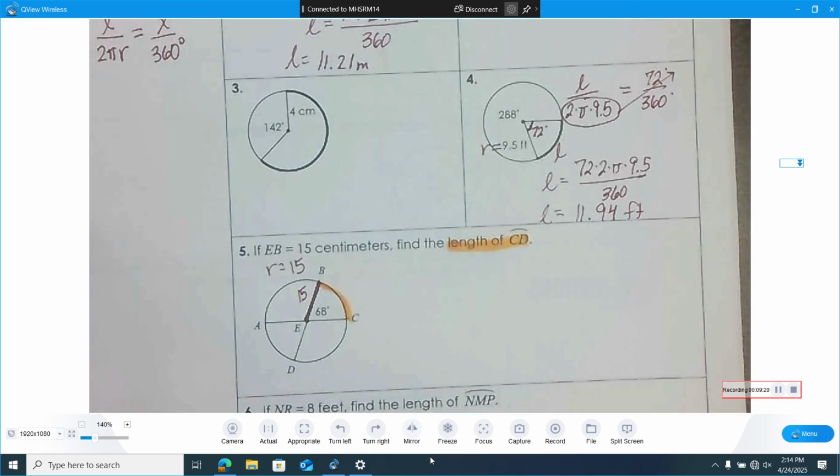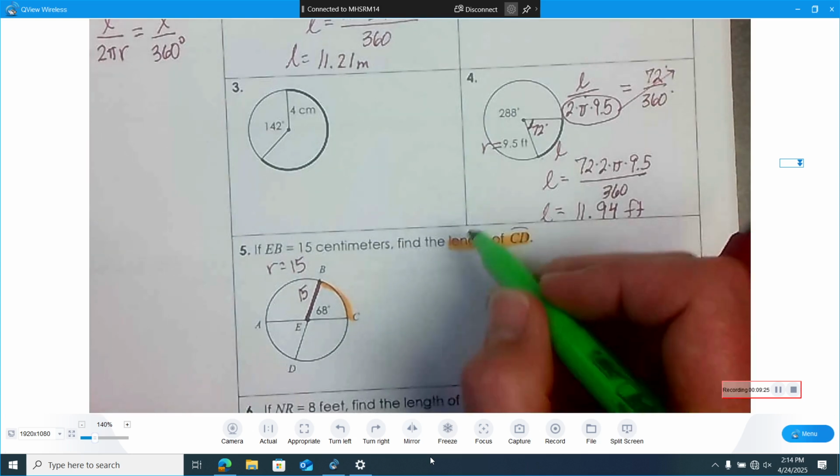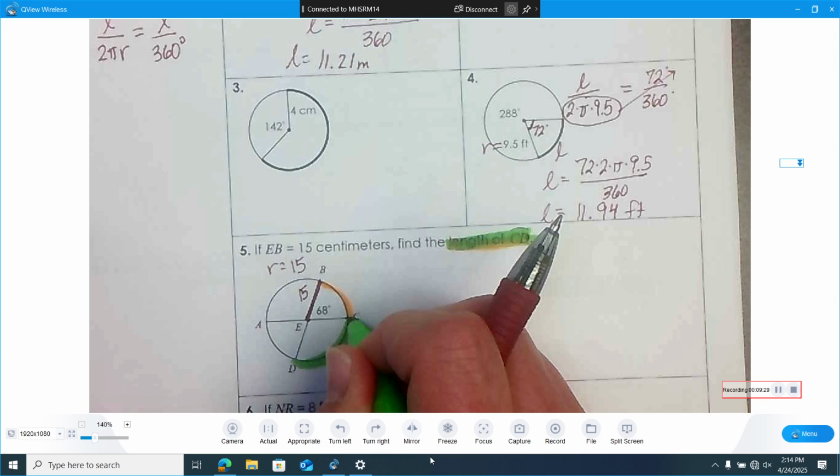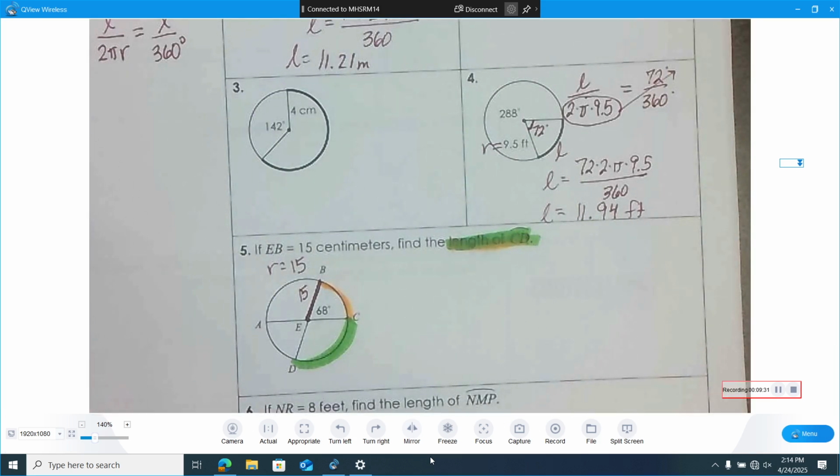Oh, shoot, that was the wrong color. Let's do green. The length of CD is right here. That's better. Okay, that's what we're trying to find. And in Delta Math today, you're going to see some questions that say, what's the measure of the arc? Measure is different. Measure is degrees, okay? But here we're talking about units of length, okay? So very different thing. I need to find this length in green here.